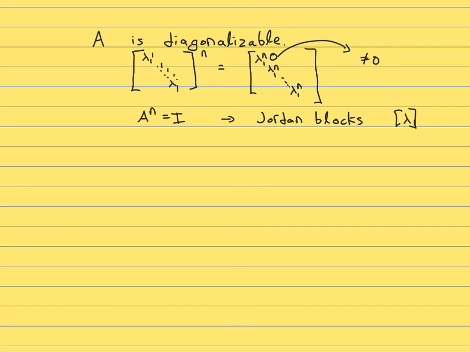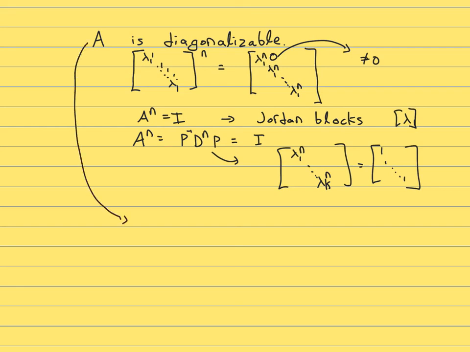And then you have the fact that A to the n, once you rewrite it as a diagonal matrix, is equal to I. Well, congratulations. Lambda 1 to the n, dot dot dot, lambda k to the n, are all equal to 1. Congratulations, each of these has to be a root of unity. So A is diagonalizable. Its eigenvalues are roots of unity.